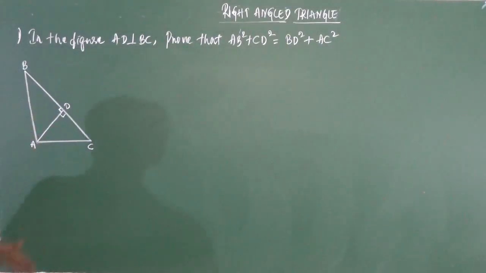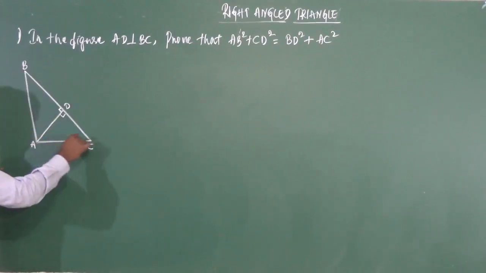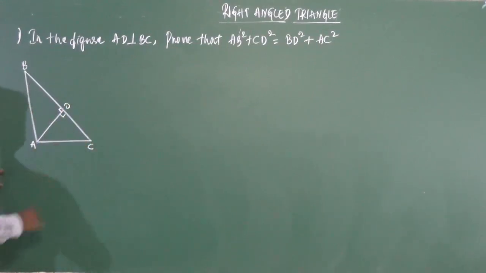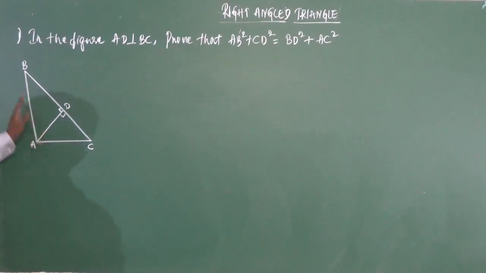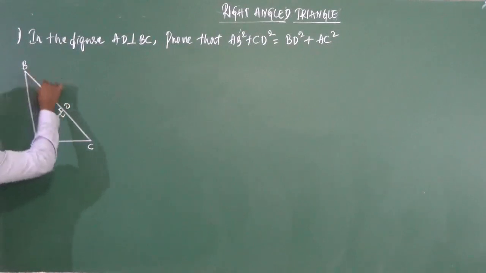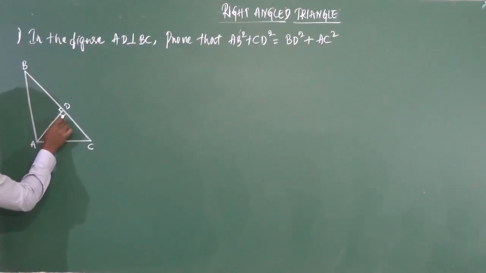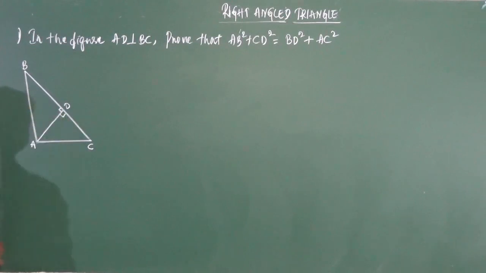In the figure, AD is perpendicular to BC. So it's triangle ABC here. Triangle ABC is an obtuse angle triangle because one of the angles looks like it is more than 90 degrees. And AD is perpendicular to BC here, so this angle will be 90 degrees and this will be 90 degrees.